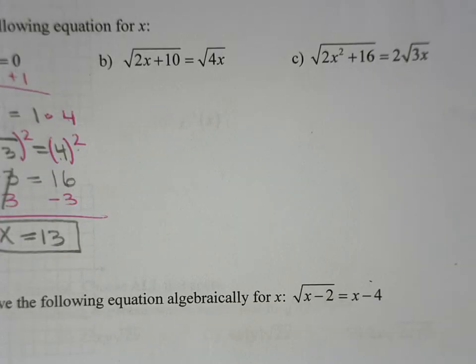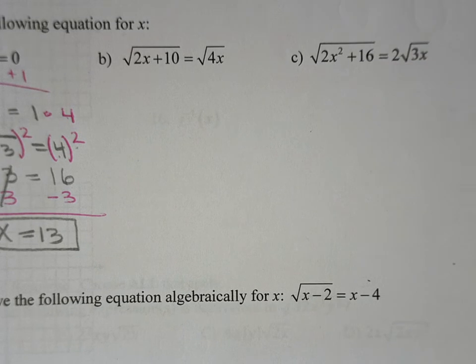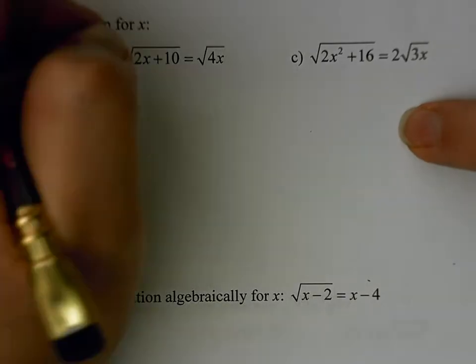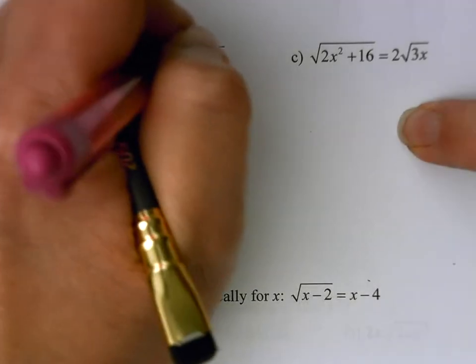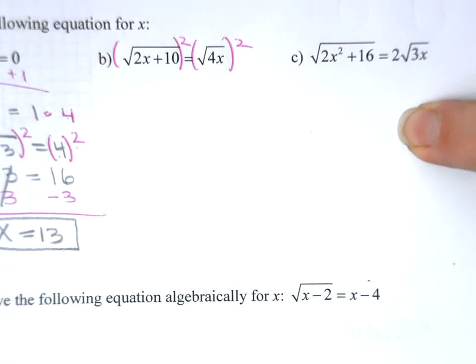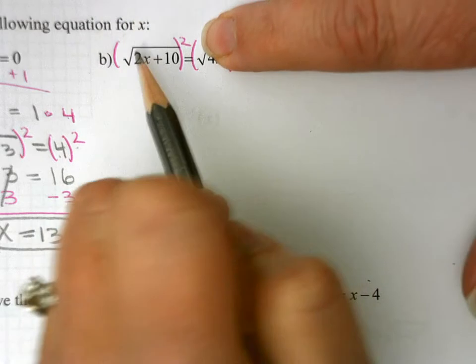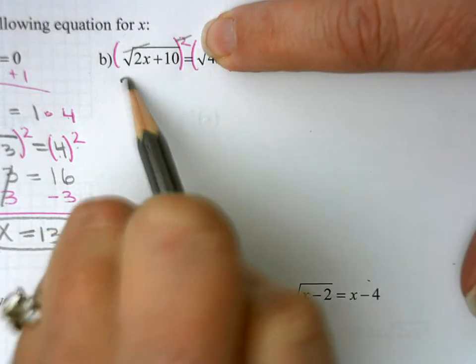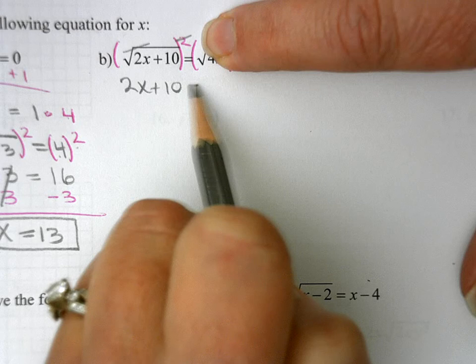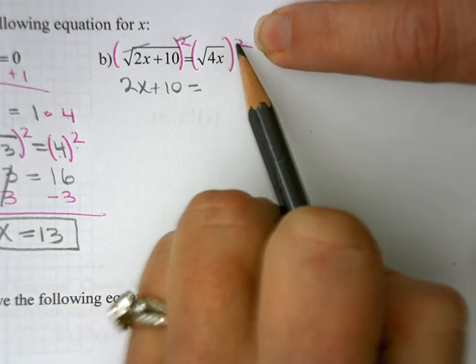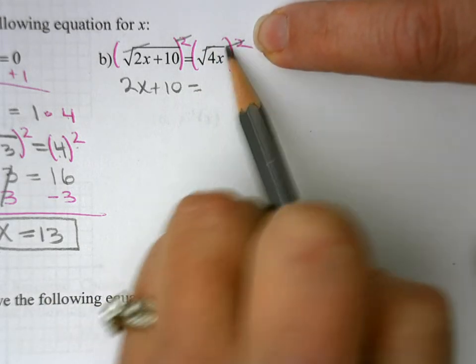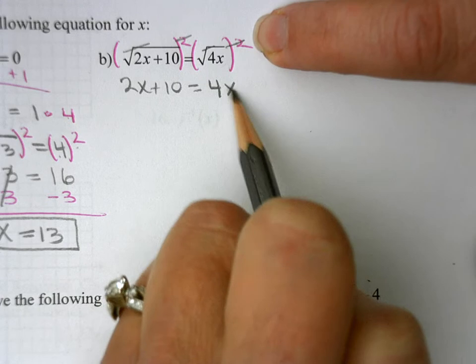Okay, so for part B, I can't isolate the radical because I have 2 of them. So I just want to go ahead and square both sides. So I'm going to square both sides. And when I square root the squared, that's going to cancel, leaving just a 2x plus 10. And then over here, I'm going to square the root. That cancels, leaving just the 4x.